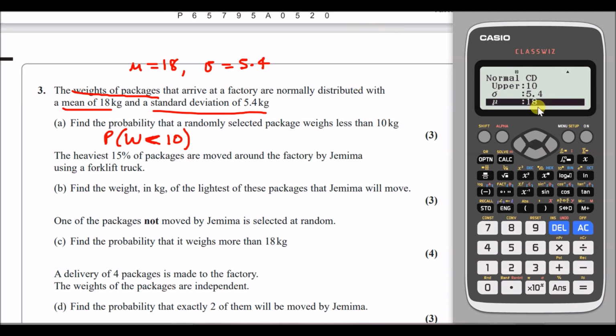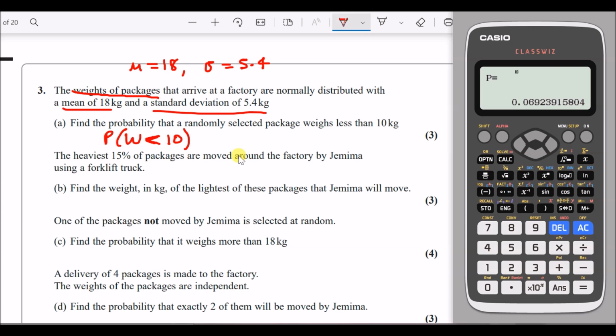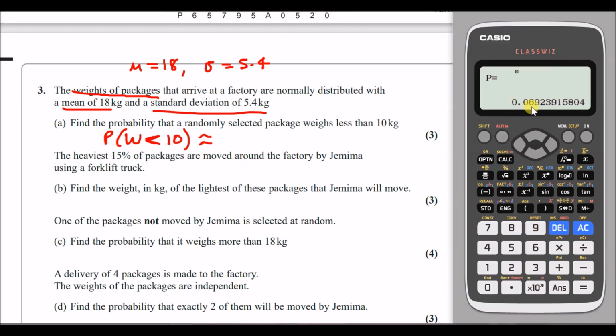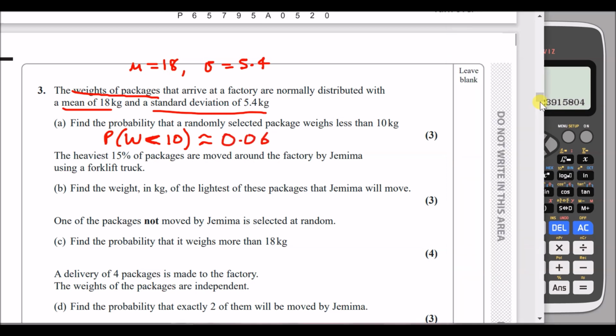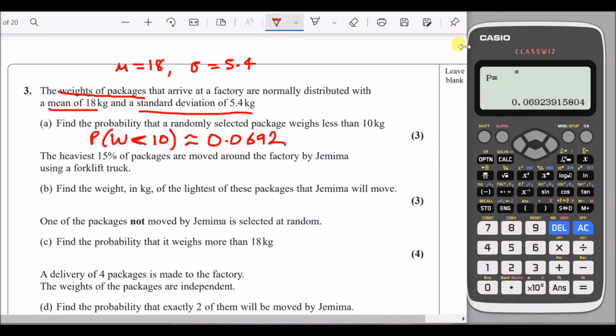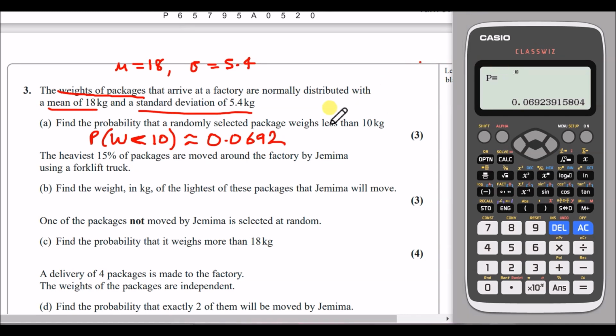And then when you've done all of this, press your equal, and you should get the probability value that you want. So the probability that W is less than 10 is going to be approximately, and we're going to round this to 3 significant figures, 0.0692. That's it. So maybe I should put this in a little bit actually. Yeah, much better. Okay, cool. So that's question A done.